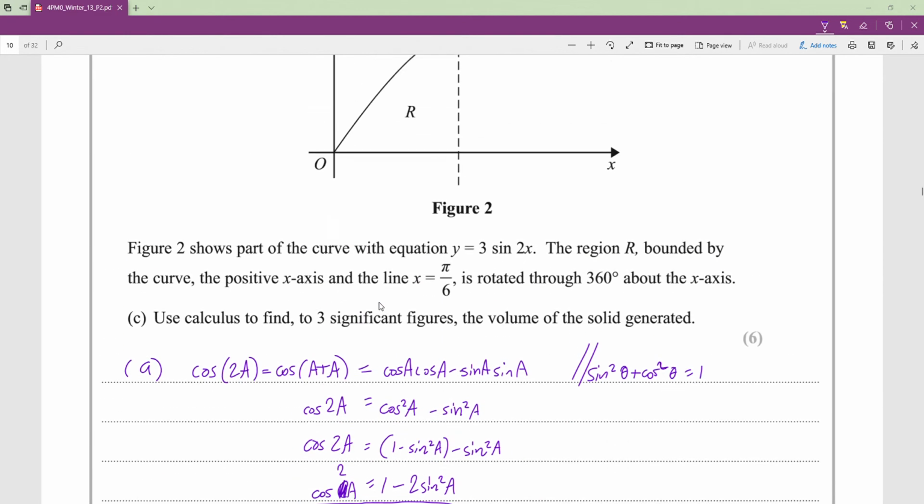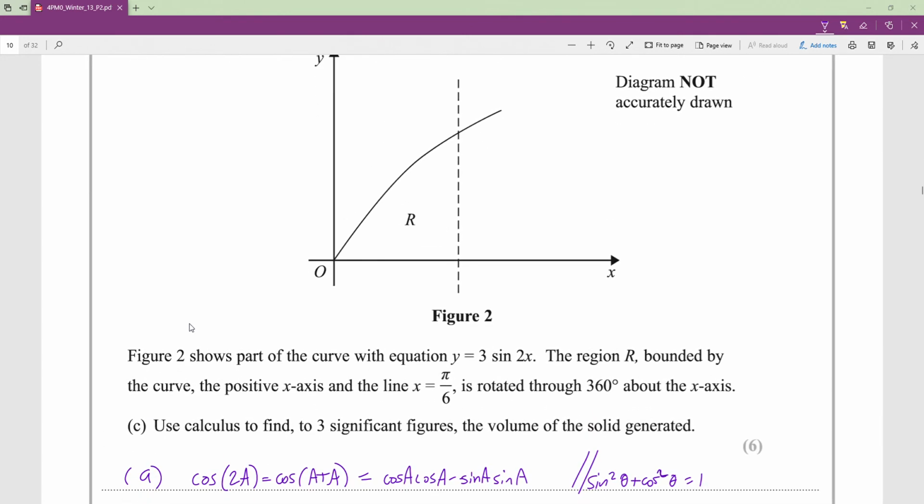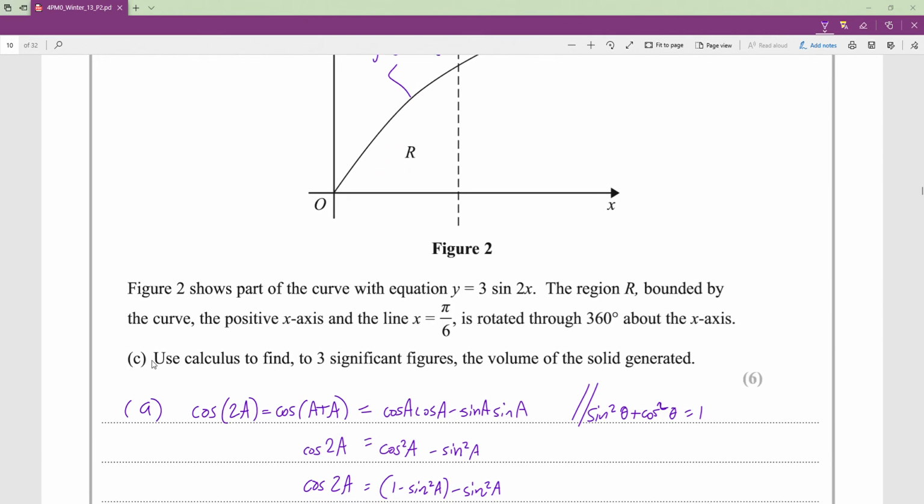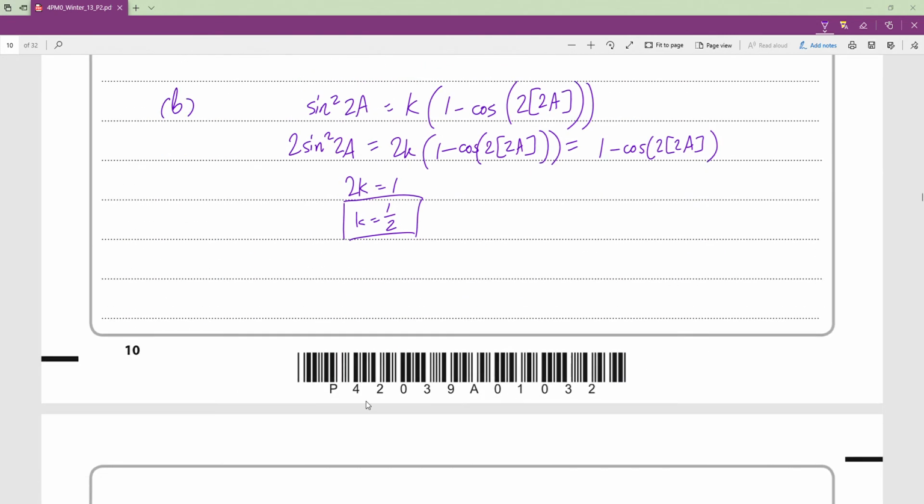So now what do they expect us to do? Figure 2 shows part of the curve with the equation y is equal to 3 sin 2x. The region R bounded by the curve, the positive x-axis, and the line x is pi over 6 is rotated through 360 degrees about the x-axis. Use calculus to find to 3 significant figures the volume of the solid generated. Alright.